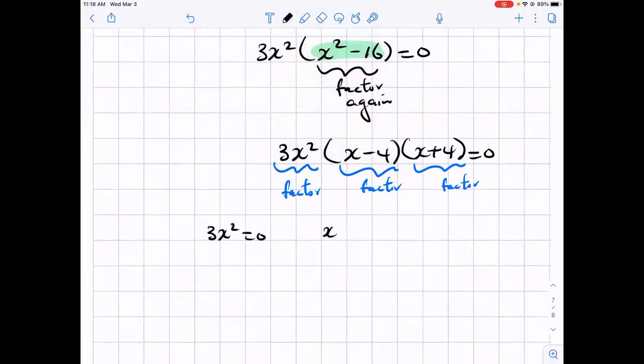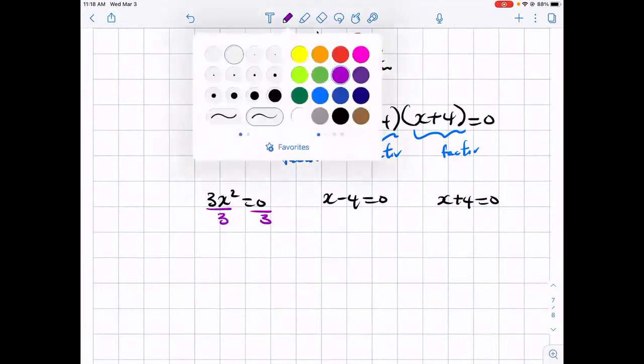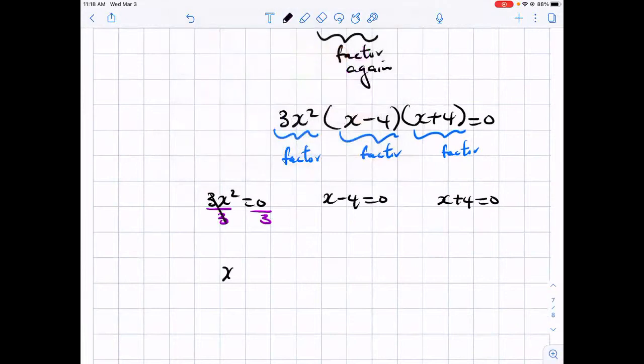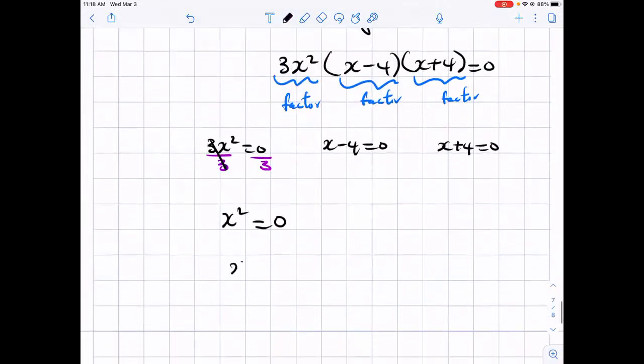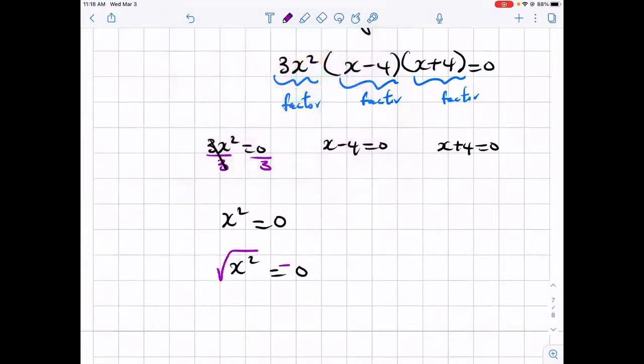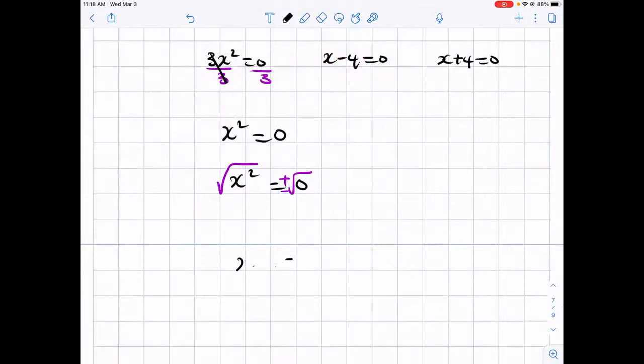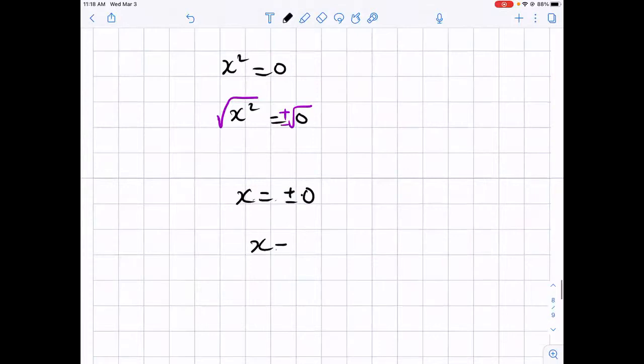Always, once the factors are in multiplication, you set each factor equal to 0. And now we solve each one of them. In the first scenario, I'm going to divide both sides by 3, and that leaves me with x squared equal to 0. Then we take the square root of both sides, and we're left with x equal to plus or minus 0. The square root of 0 is 0. Therefore, x is just 0.